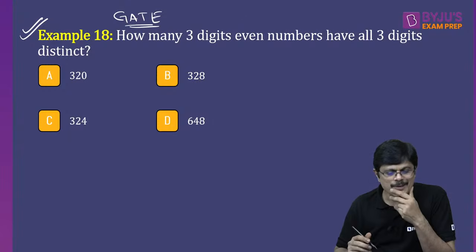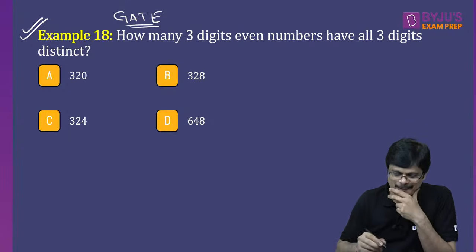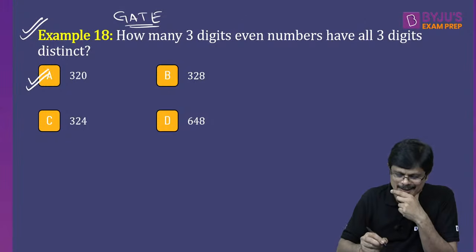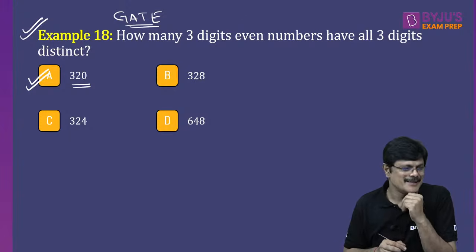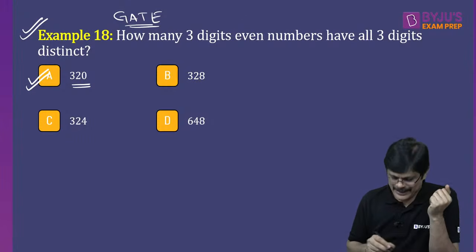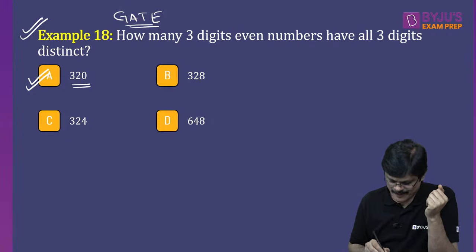330 is not in the options, Akash Bandari. 320, yep, option A, very good. So he says 320. Anyone else? Wonderful. But let us see how to solve this problem.